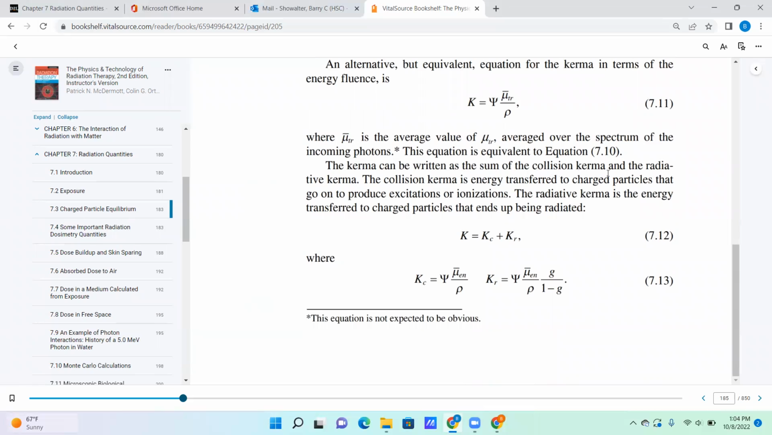An alternative but equivalent equation for the kerma in terms of energy fluence is this, where mu sub TR bar is the average value of the energy transfer coefficient averaged over the spectrum of incoming photons. Kerma can also be written as a sum of the collision and radiative kerma. The collision kerma is energy transferred to charged particles that go on to produce excitations or ionizations. The radiative kerma is the energy transferred to charged particles that ends up being radiated. So you've got all of kerma, then the collision kerma, and then the radiative kerma. Collision kerma is defined as this. Radiative kerma is defined as this.